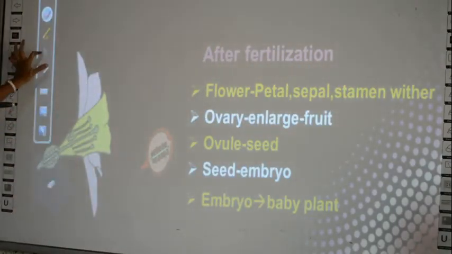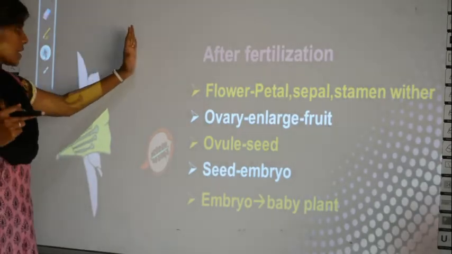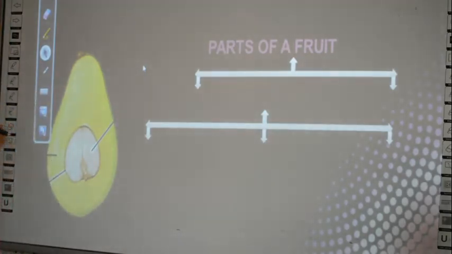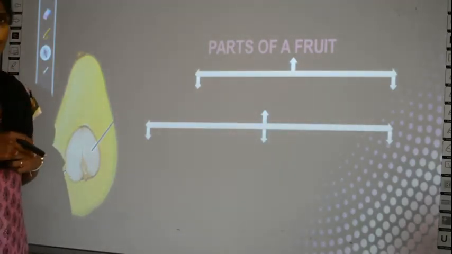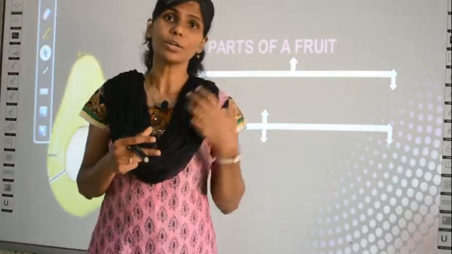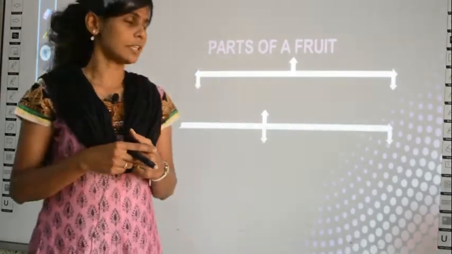So what is the name of the lesson? The name of the lesson is fruits and seeds, right? So let's learn the detailed structure of a fruit and the detailed structure of a seed. The detailed structure of fruits and seeds is what you are going to learn mainly in this lesson today.